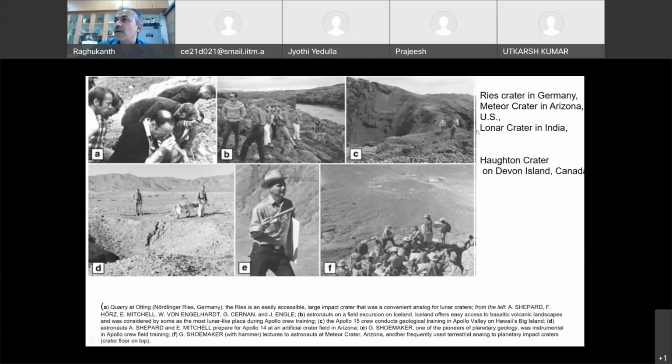They have been trained in India also, and I will show you the photographs. We have a lunar crater, I will show you after some time, where many people from NASA and others come and do a lot of experiments in the lunar crater, which is in Maharashtra, to mitigate the impact.